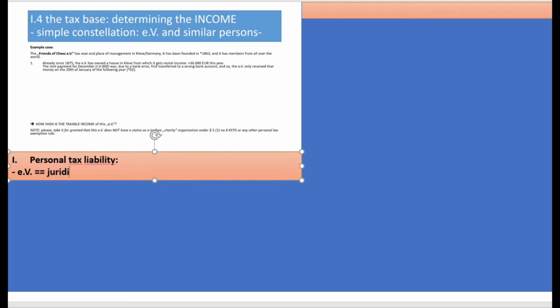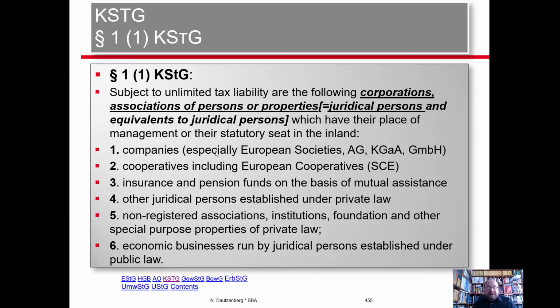And there, ladies and gentlemen, the EV is a juridical person. So KStG applies. That is something which we directly can say. And now we would have to look up if it's covered by the catalog of those things which are subjected to unlimited tax liability. So we probably take a look into paragraph 1.1 KStG. Companies, no. Cooperatives, no. Insurance, no. But other juridical persons, yes. Established under private law, yes. That means our EV is 1.1 number 4.